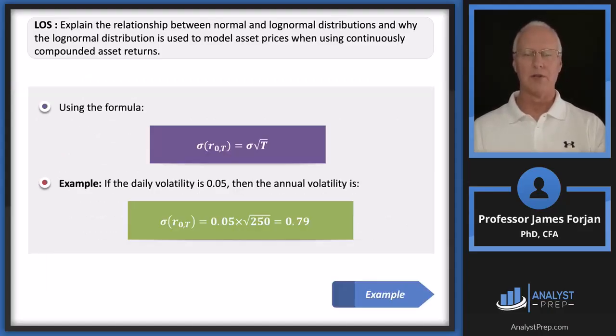All right, so all we're going to do is, what did my colleague say? Standard deviation moves through time at the square root. So if daily volatility is 0.5, then annual volatility, we just take the square root of 250.